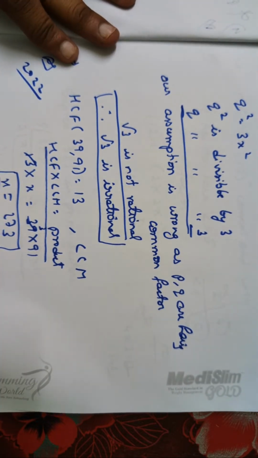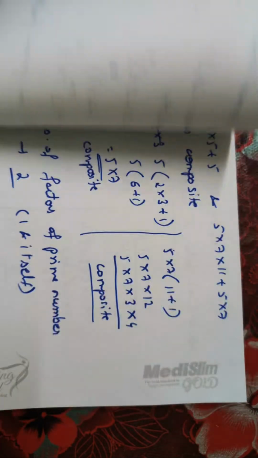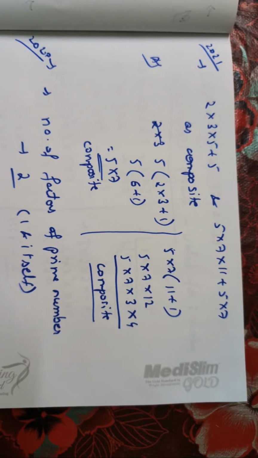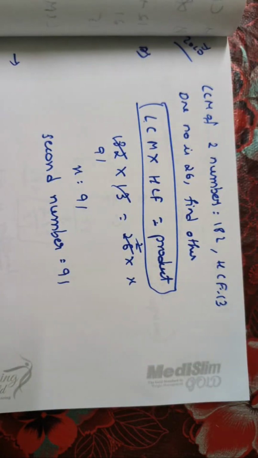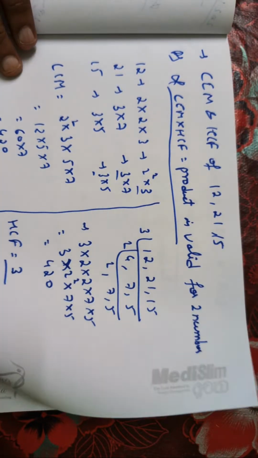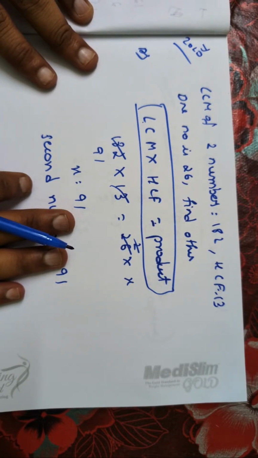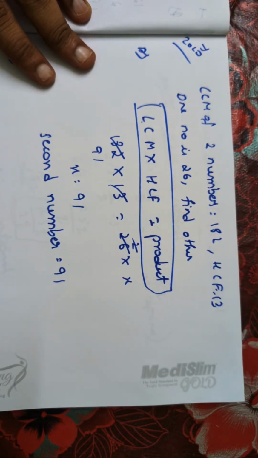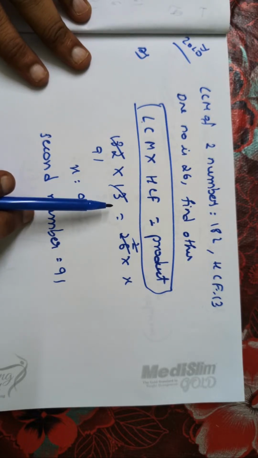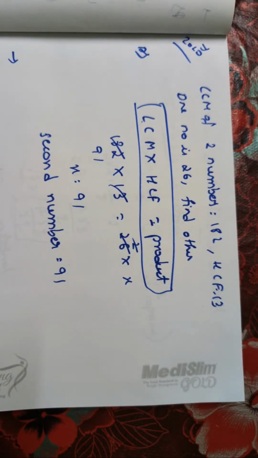In this way, I have covered all the questions from 2023, 2022, 2021 as well as 2020 and 2019. From all the questions, I can confirm that at least one question will come on this concept: LCM into HCF of two numbers is equal to the product of those two numbers. This is very important. The second important one is that they will ask you to prove at least one irrational, that is root 3, root 2, root 5 or root 7. Then we need to follow those steps.